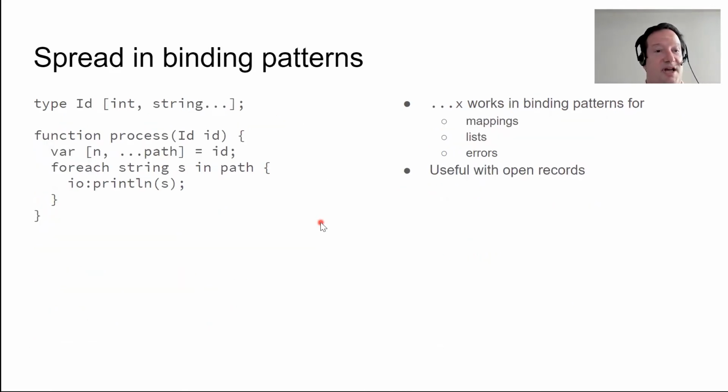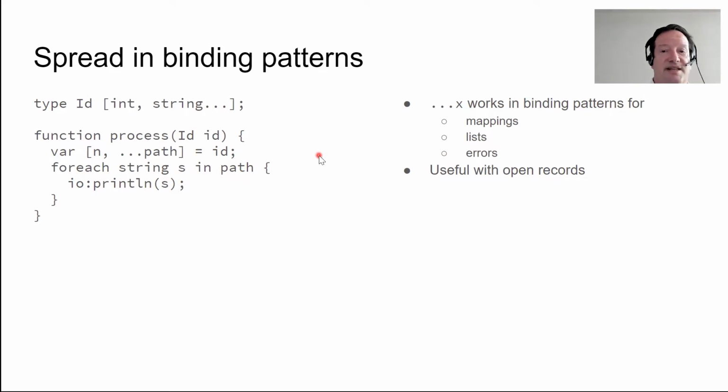And we can also use spread in binding patterns. This spread operator also works in binding patterns. Suppose we had a tuple type which uses a rest type here, and we want to destructure that using a binding pattern. We can use a spread operator to do that, and that will destructure this tuple, and path will be bound to an array of strings. So we could then iterate over each of those strings.